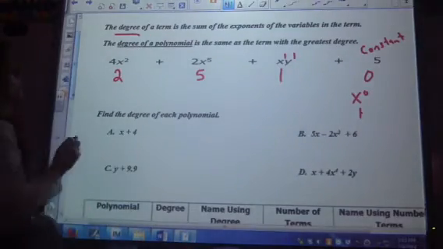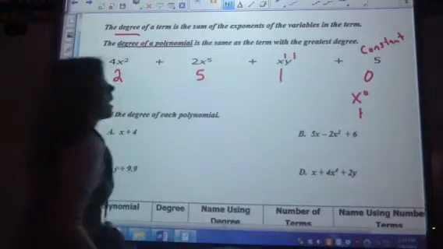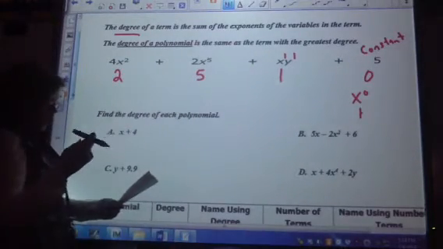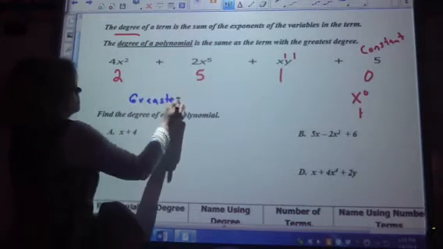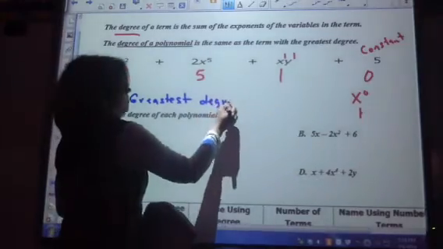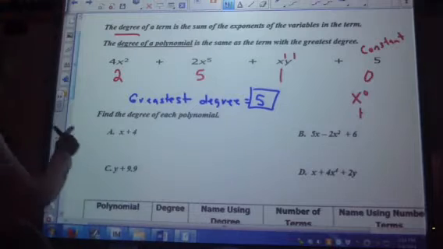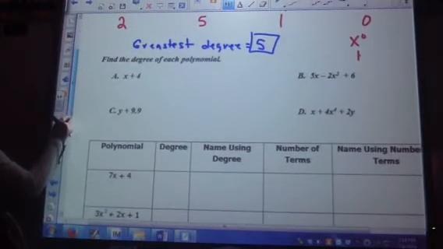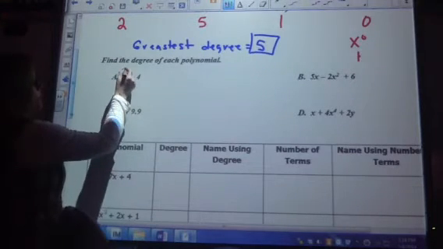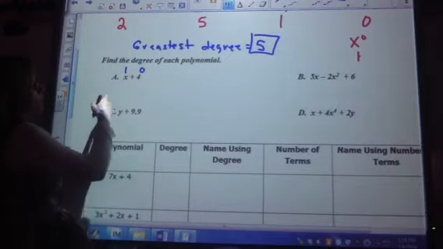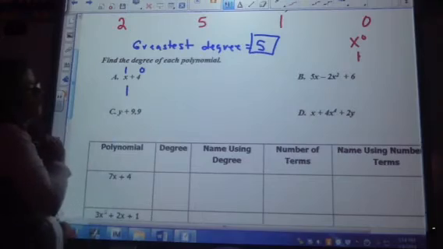Okay, so we've given the degree of each term. So what is the degree of this polynomial? It's the greatest degree. So the degree of the polynomial is 5. So let's practice this. Okay, find the degree of each polynomial. So on top, we're going to do each term. This degree is 1. This degree is 0. So the greatest degree of this polynomial, by the way, it's a binomial, is 1.